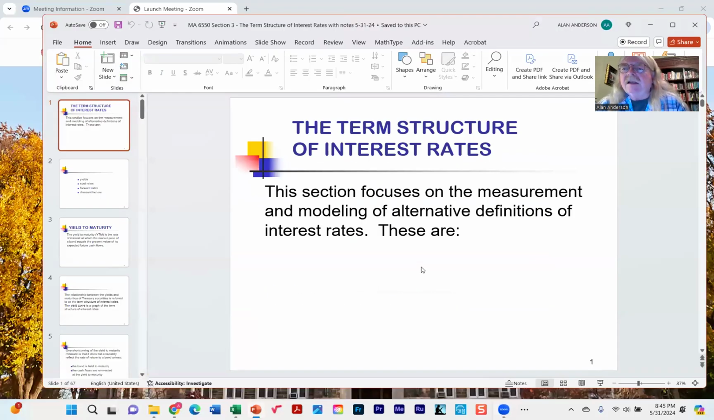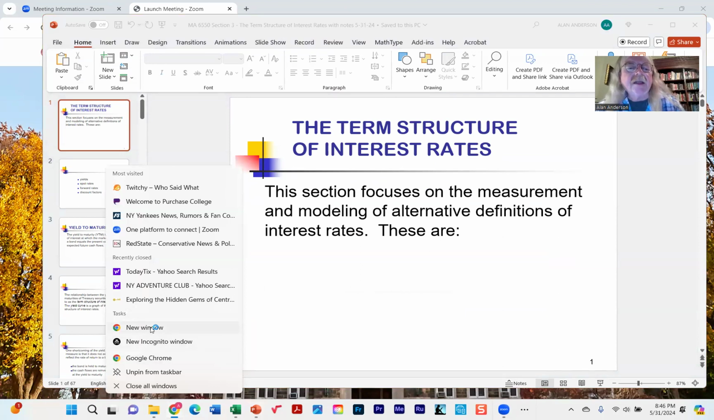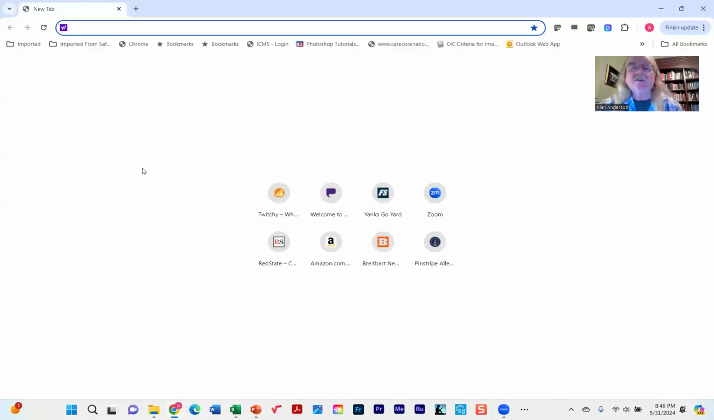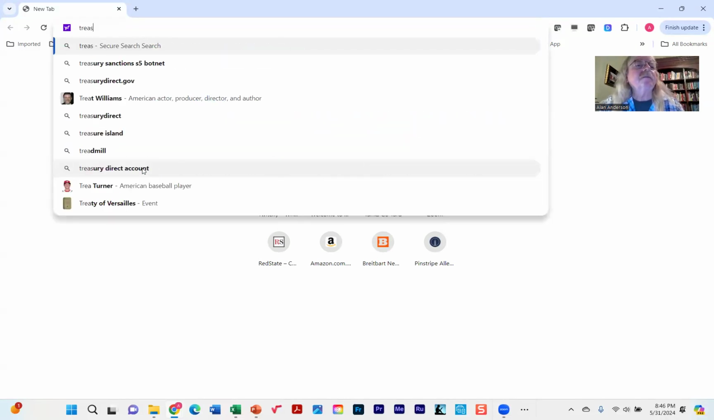All right, so we're going to carry on from our last meeting, and we were looking at the term structure of interest rates. Now, remember that refers to the pattern of interest rates for bonds of different maturities. Normally, this refers to the Treasury market. And so, if you recall, last time we went and looked on the internet, and we looked up the actual numbers for the current Treasury yields. So let's do that right now.